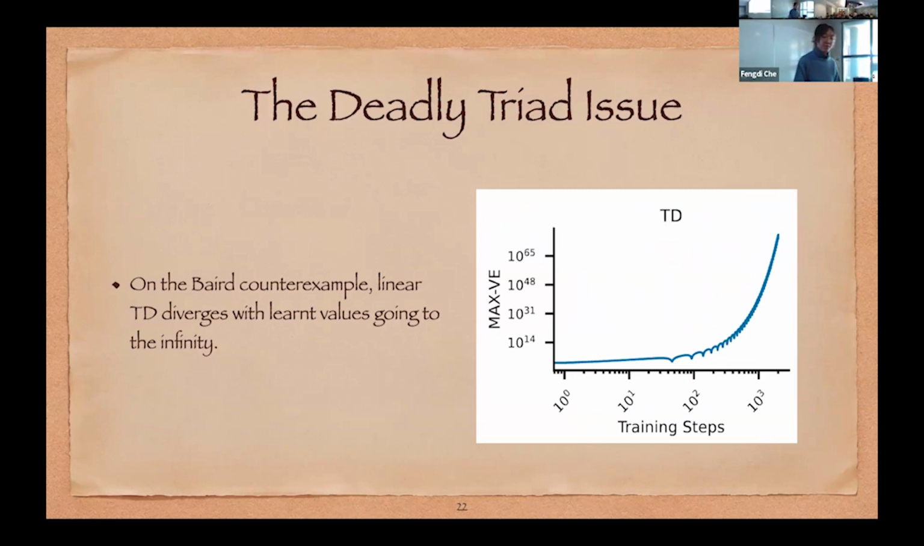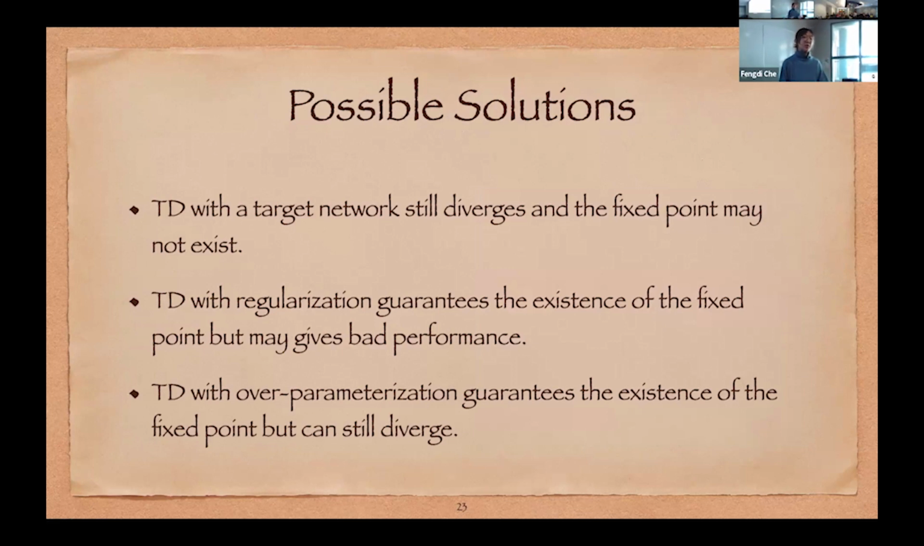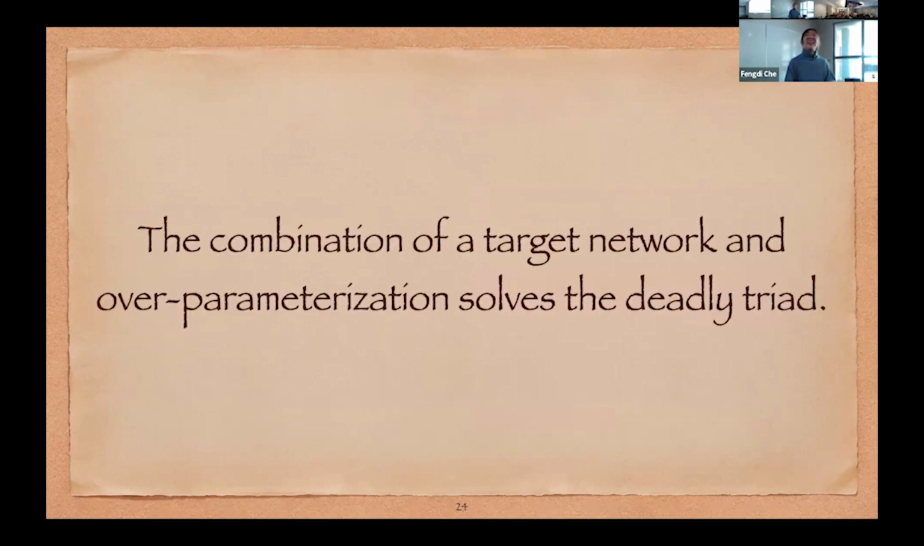Then what should we do? We tried 3 things: target network, regularization, over-parameterization. They all didn't solve our deadly triad issue. So first, maybe we want to keep the over-parameterized setting, because at least it guarantees the existence of a fixed point. And then how about we just add the target network back? And that's what this work found. The combination of target network and over-parameterized model solves the deadly triad.